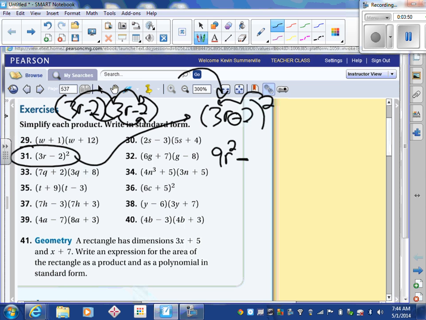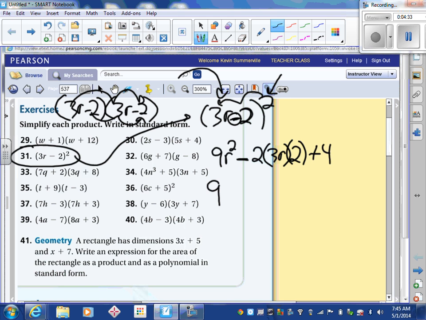Now that we have a number in front of the letter, we have to take everything inside the parentheses and multiply it by 2, just like we did when there was not a number. So I'm going to take 2 times the 3R times the 2. Then for the last number, we're going to take negative 2 squared, which is plus 4. Negative 2 squared is negative 2 times negative 2. That's 4.